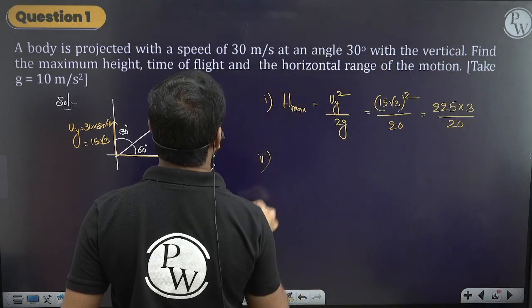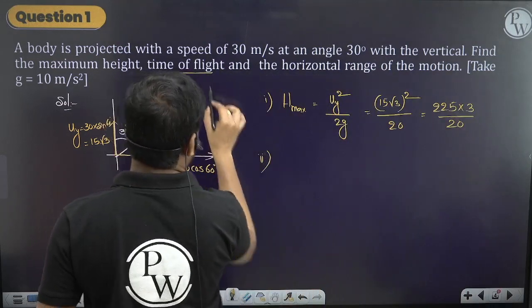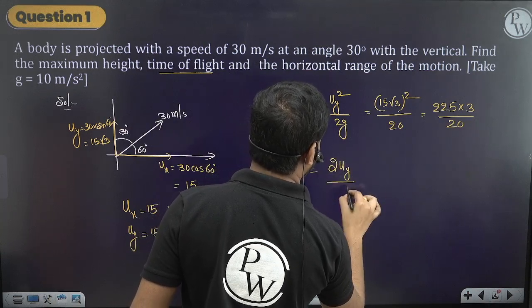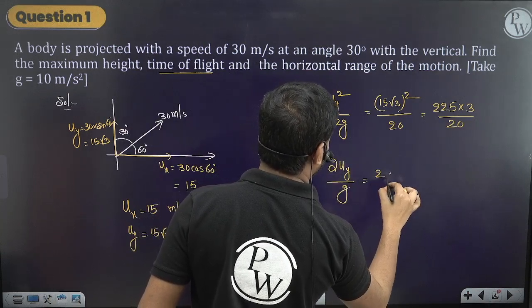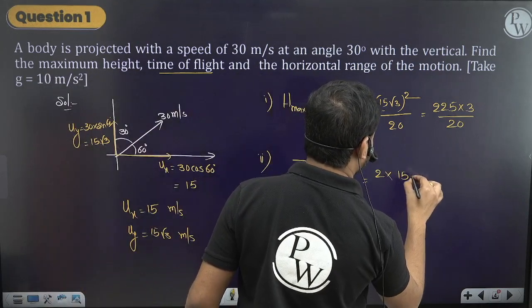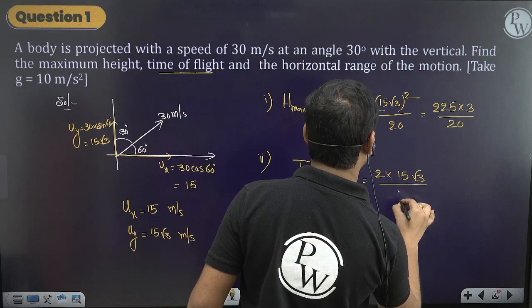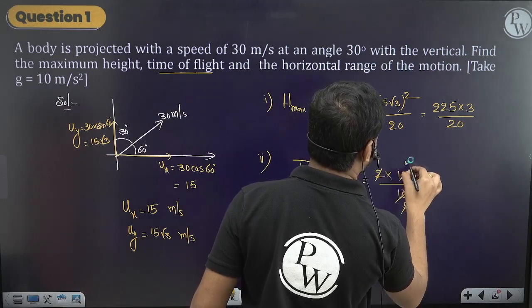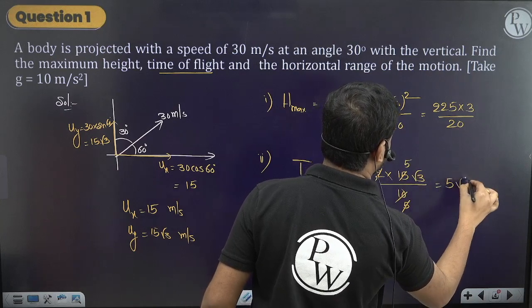And then next we have the time of flight. What's the time of flight? 2 uy by g, which is nothing but 2 into, what is uy? Uy is 15 root 3, by 10. So this is going to be, 2 ones are 2, 5 ones are 5, 1 threes are 3, which is 5 root 3 seconds.